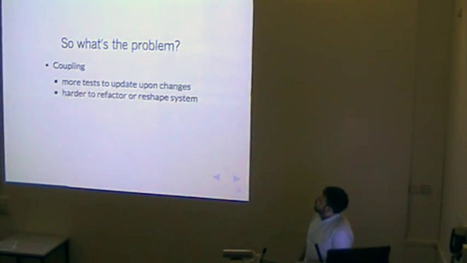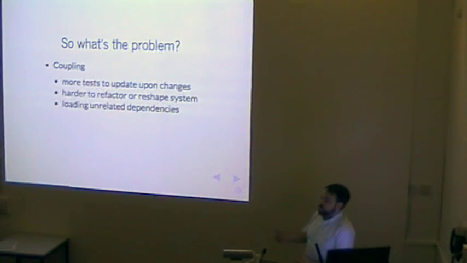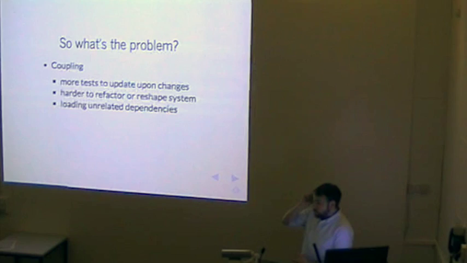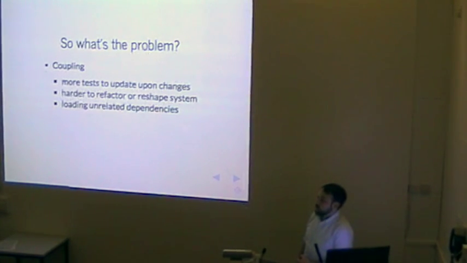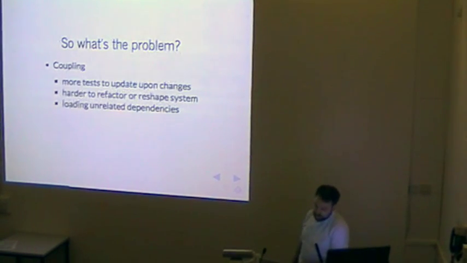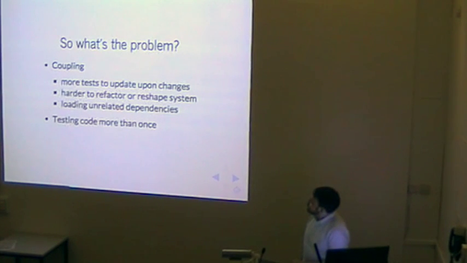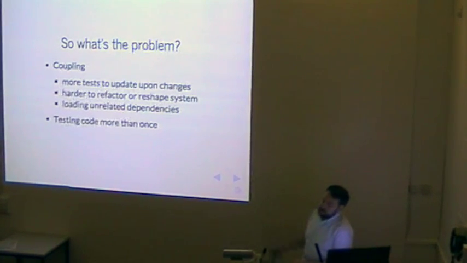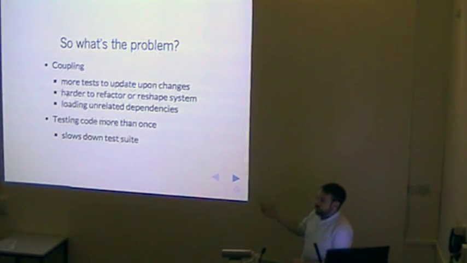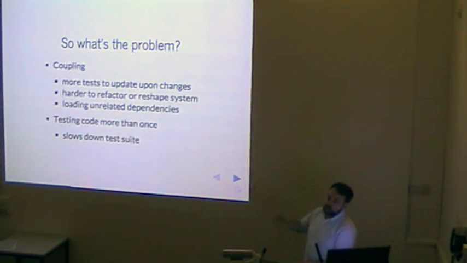It makes it harder to refactor or reshape a system. You're also loading unrelated dependencies, which makes your tests more fragile. If an upstream dependency is broken, then you can't run your tests even if it's completely unrelated to what you're trying to test. You're also testing code more than once. Again, this example is trivial, but suppose it took a minute to calculate the area of a circle. You'd only really want to be testing that in your test for the circle class, not in anything that uses it.